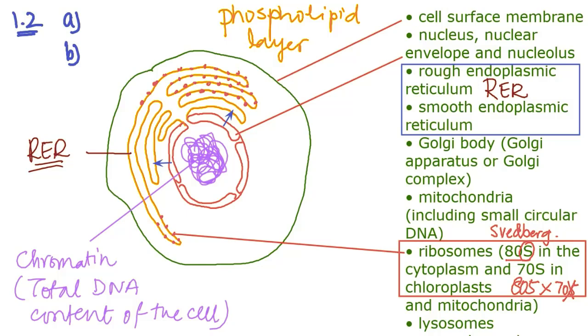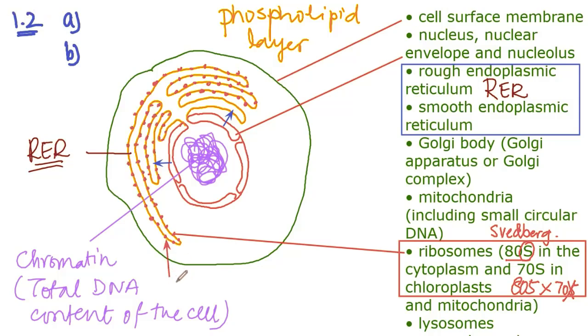And the 80S ribosomes which are attached on the rough endoplasmic reticula are involved in protein synthesis, and these proteins are usually exported out of the cell. They are involved in many processes like extracellular digestion, or they could be some functional proteins, some structural proteins, but most of them have to pass through the Golgi apparatus before they are exported out.